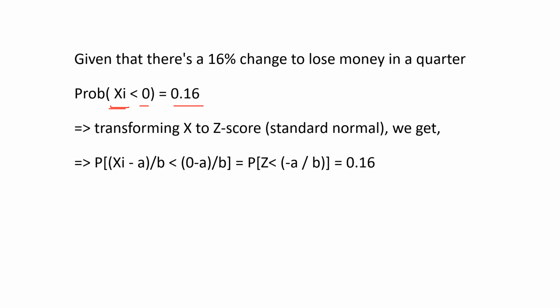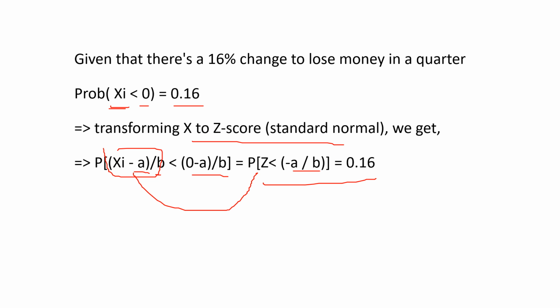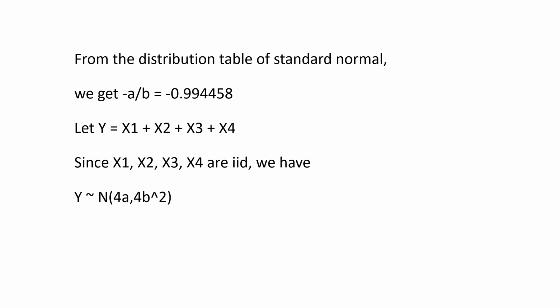So here we can transform these variables into z-scores. We subtract the mean and divide by the standard deviation on both sides of this inequality, and then we take this part as z, and the right side becomes minus A by B, which is equal to 0.16. So now we can use the standard normal table to find the value of minus A by B. From the standard normal table we can find minus A by B is equal to minus 0.99, and we have to find the probability of losing money in the year.